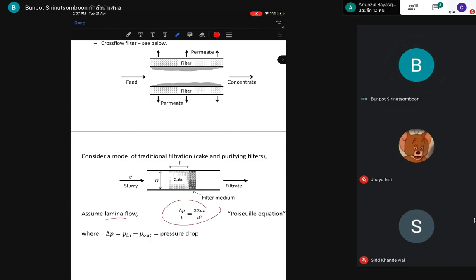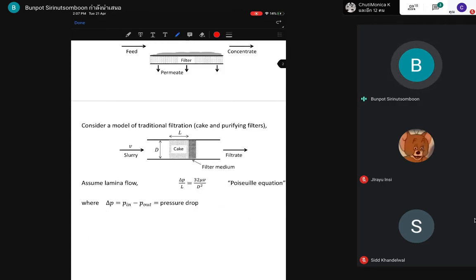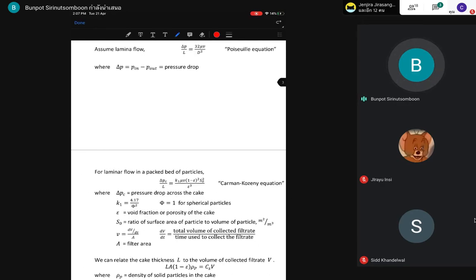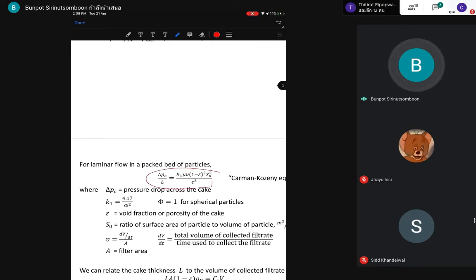Okay, the laminar flow is the simplest behavior of flow, and for this laminar flow, we can use this equation called Kozeny-Carman, and this one relates the pressure drop across the cake to the velocity. Okay, and these are the parameters, the constants that you should be aware of, like K1, epsilon, S0.